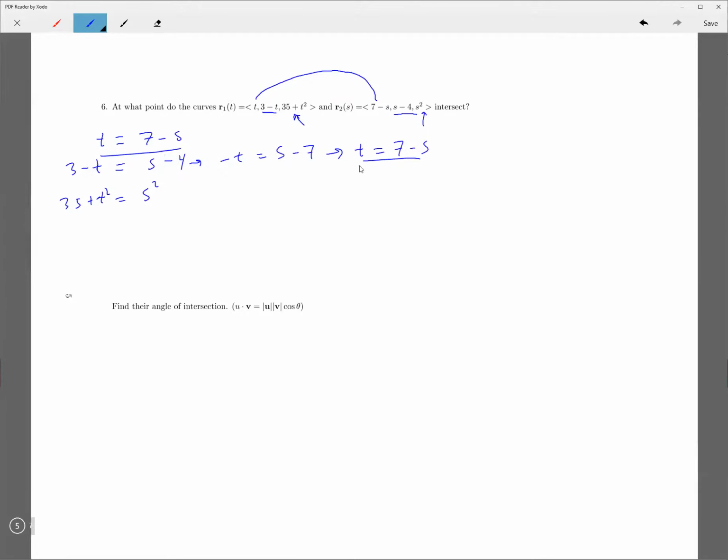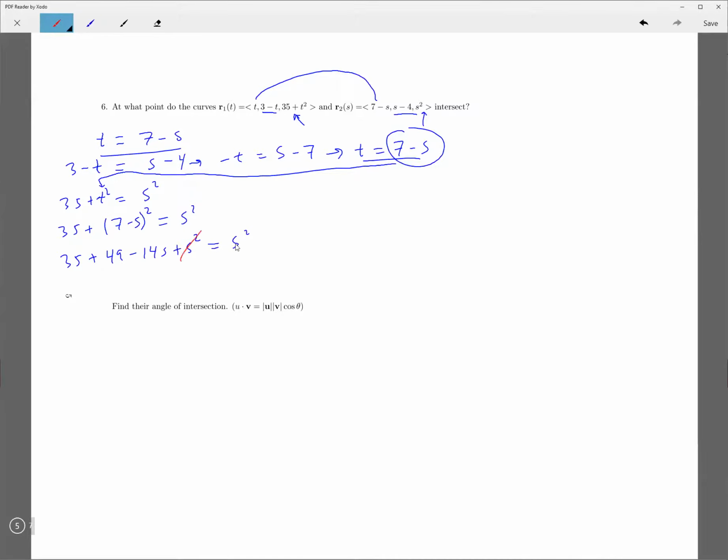Okay, so now let's take this right here and plug it into there. Okay, so 35 plus 7 minus s squared equals s squared. Okay, this gives us 49 minus 14s plus s squared equals s squared. Ooh, I like this because the s squareds cancel.